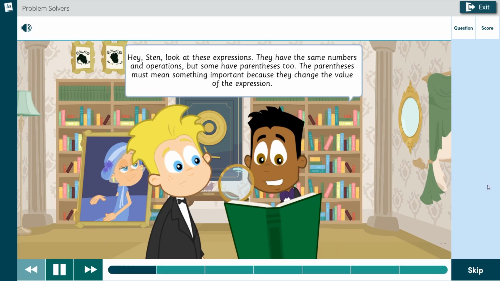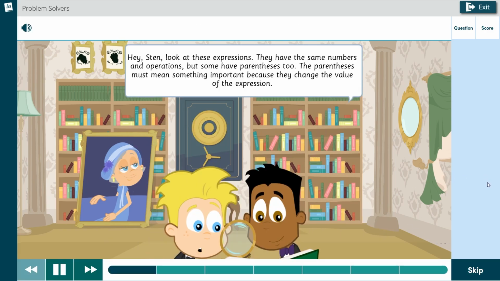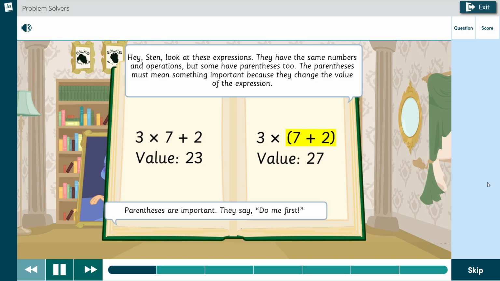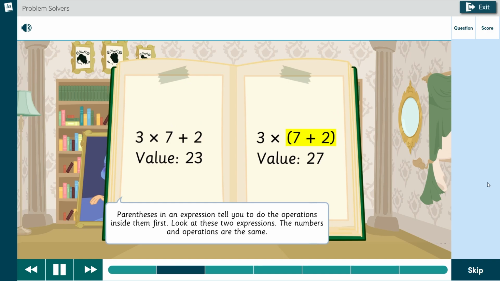Hey, Stan, look at these expressions. They have the same numbers and operations, but some have parentheses too. The parentheses must mean something important because they change the value of the expression. Parentheses are important. They say, do me first. What? Parentheses in an expression tell you to do the operations inside them first.